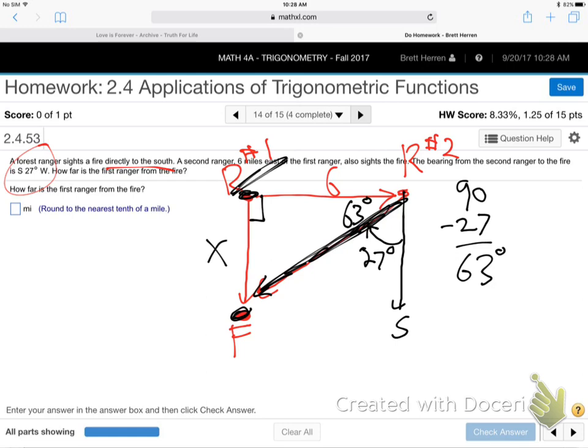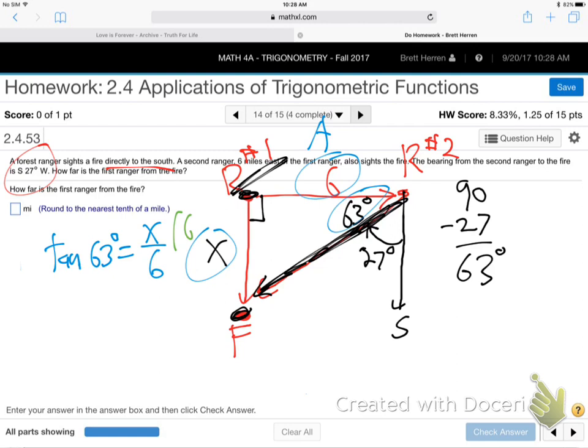So, what trig relationship involves the 63, the x, and the 6? Back to tangent again, right? Because that's the opposite. That's the adjacent from the 63. So, back to tangent we go. Tangent 63 degrees is x over 6. Opposite over adjacent. Solve for x. Multiply both sides by the denominator as usual. So x equals whatever 6 tangent 63 is.